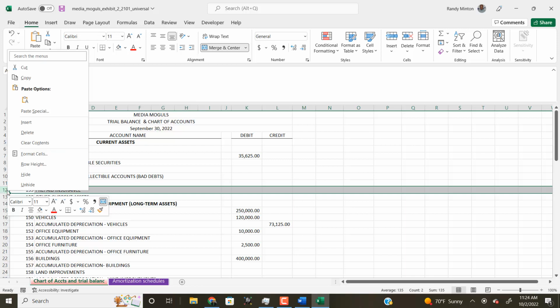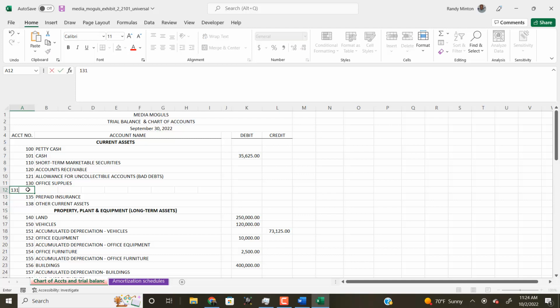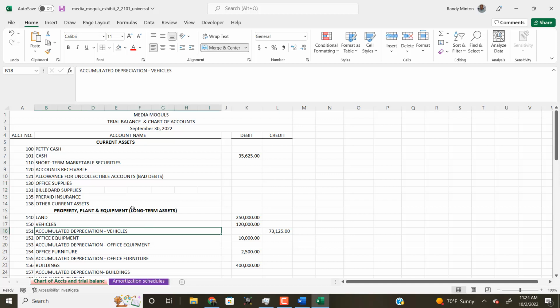As a matter of fact, I'll just do that. I'm going to highlight this, right click and then insert 131 billboard supplies. I'm going to be consistent here. Whoops, without the K, we didn't actually have any Ks in supplies. Okay, so that's the way that you would take care of that over here on your trial balance.